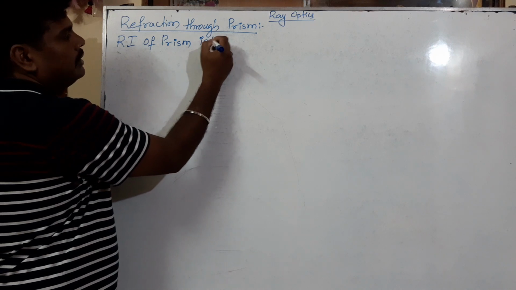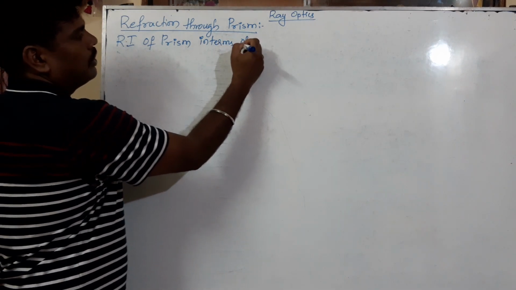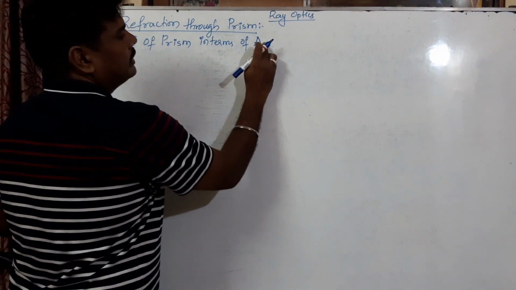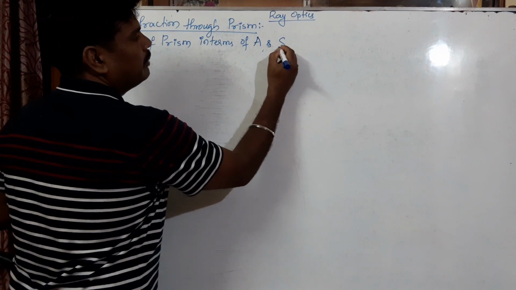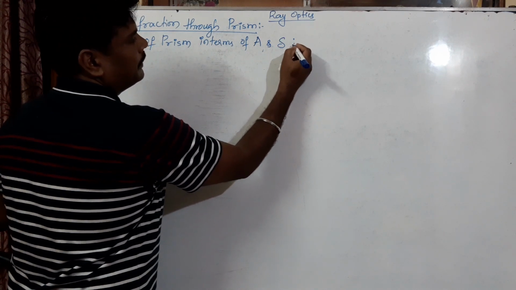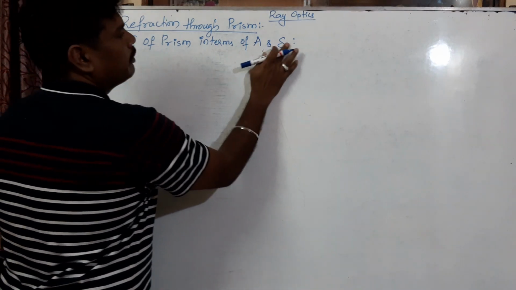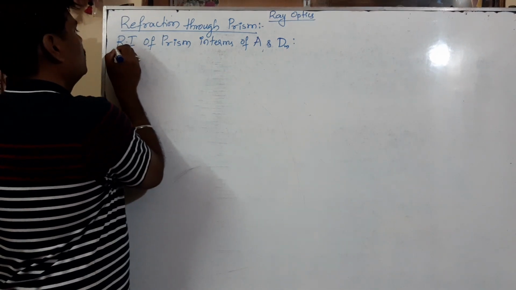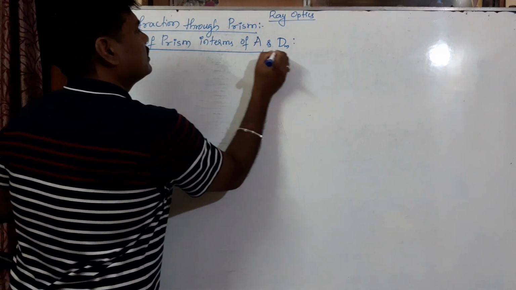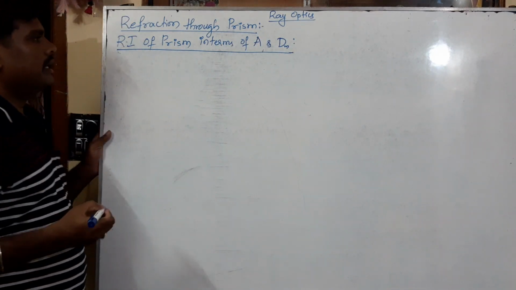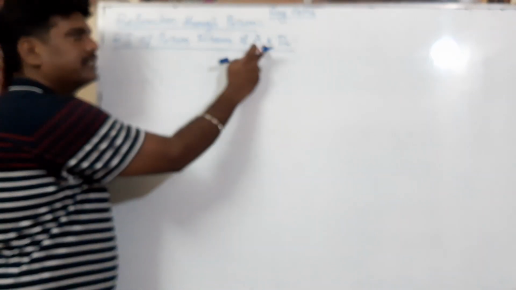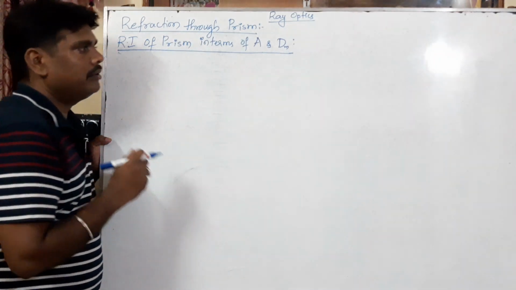In terms of the angle of the prism and the angle of minimum deviation delta. Let us take the angle of minimum deviation as capital D subscript M. So in this class, we are going to derive an expression for the refractive index of the prism in terms of the angle of the prism, represented as A, and the angle of minimum deviation.